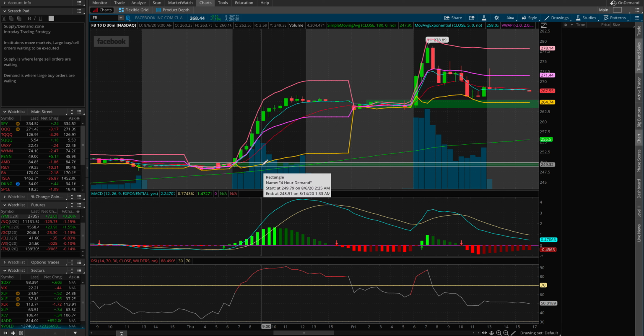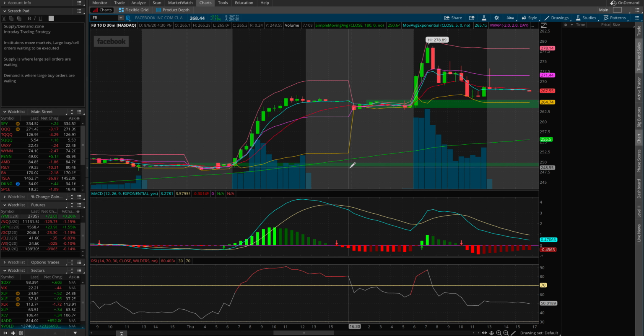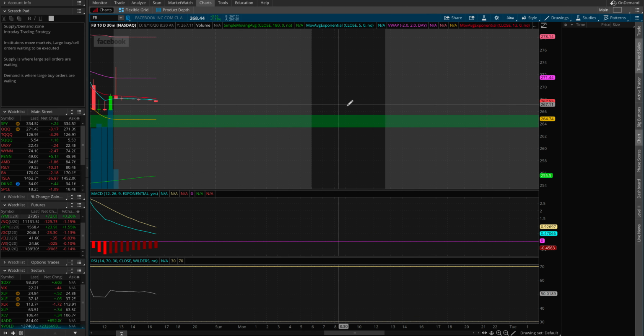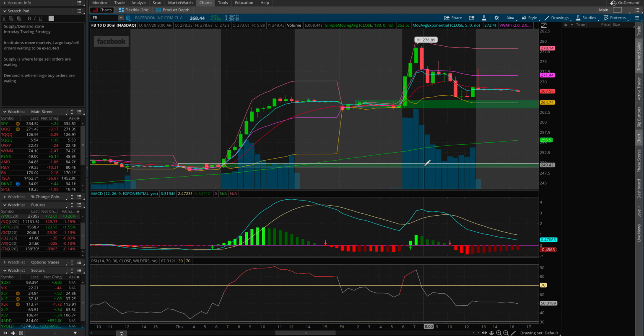So this is already an hour zone. This is a 30-minute supply right here, right? I'm on the 30-minute time frame. We have this giant candle pushing up, and then there's the small red box. You just would draw it in here. So this is a really good zone. So if Facebook starts to fall down, this is going to be a strong support for Facebook.